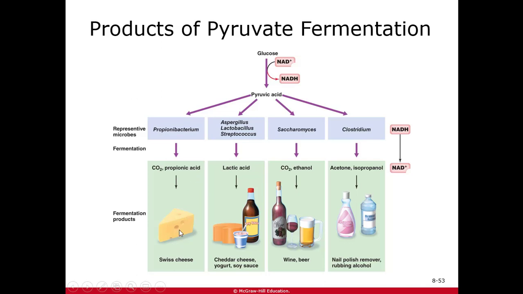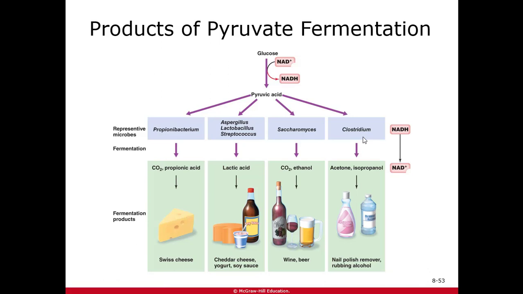Aspergillus, Lactobacillus, and Streptococcus can all make lactic acid like us, and it's what gives the sharp flavor to cheddar cheese, to yogurt, and to soy sauce. The Saccharomyces, this is where we get all of our ethyl alcohol. Clostridium, the same genus as C. diff, different bacteria though, can use pyruvic acid, and their final product is acetone or isopropyl alcohol. So different organisms can make different products at the end of fermentation.